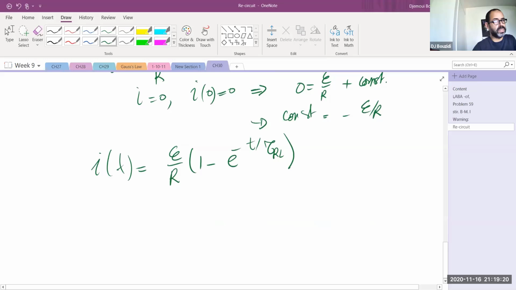This is how we started. 1 minus 1 is 0, because the exponential of negative infinity is 0.